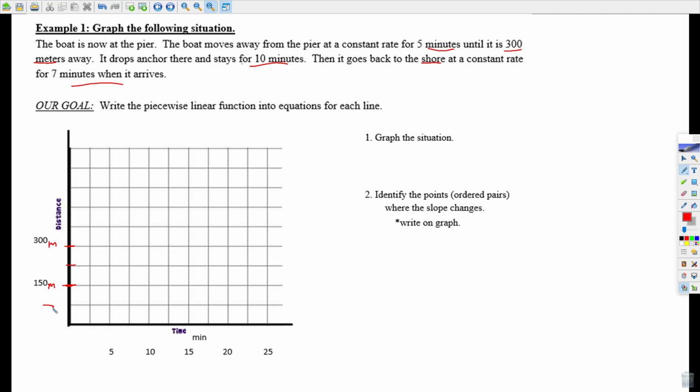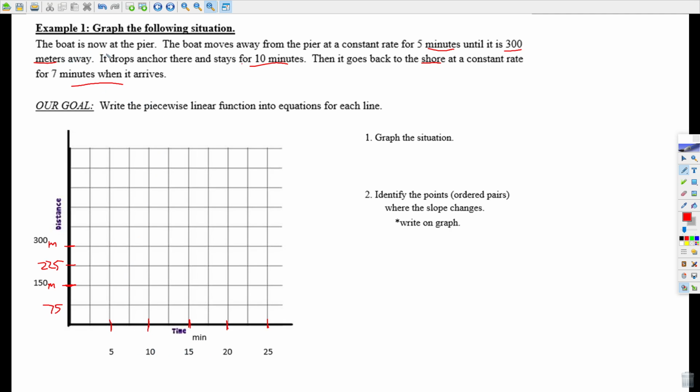So everything here is going to be 75, 75, 150, and then 225 would be the next one. And then the time down below, every 2 blocks will be 5 minutes. So 5, 10, 15, 20, 25, kind of like that. It's a little below it, but that's all right.